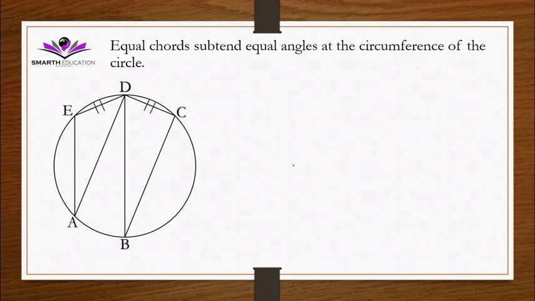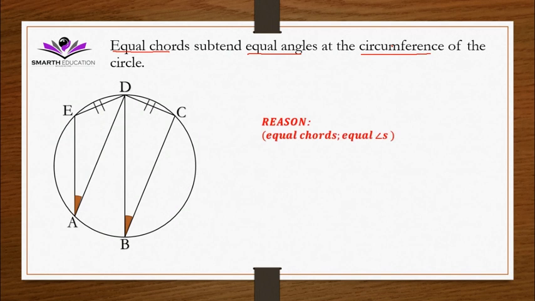Right, equal chords subtend equal angles at the circumference of the circle. So we're saying equal chords subtend what? Equal angles. Where? At the circumference of the circle. So like here, ED is equal to DC. So they're subtending A and B there, meaning that A and B are equal. So angle A is equal to angle B because they are subtended by equal chords. So the reason we write is: equal chords, equal angles.